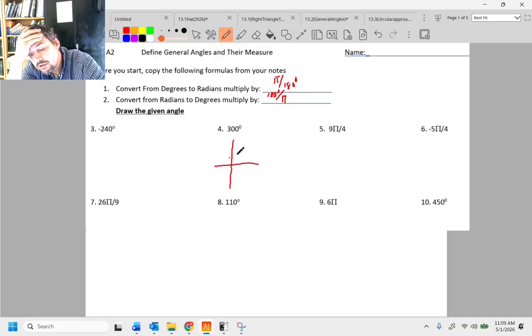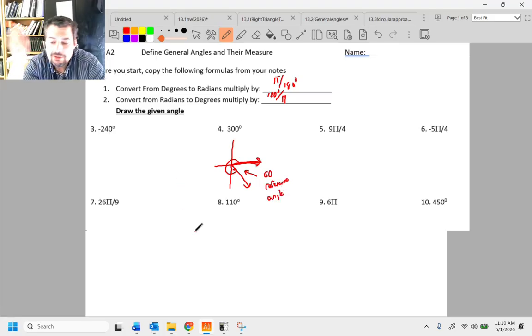All angles start by being drawn on the positive x-axis. They then rotate to the terminal side. So I'd cover 90, 180, 270, and just a little bit more. Now what this would leave is a 60-degree reference angle, which is a matter for another day. It leaves a 60-degree reference angle.